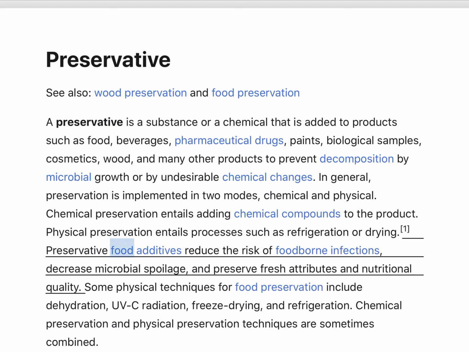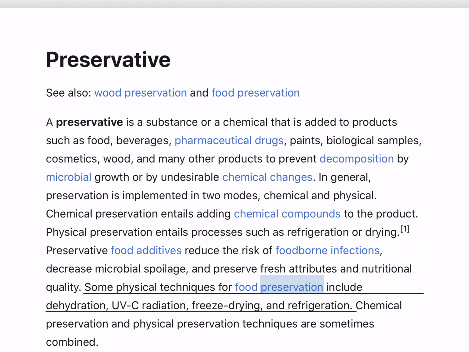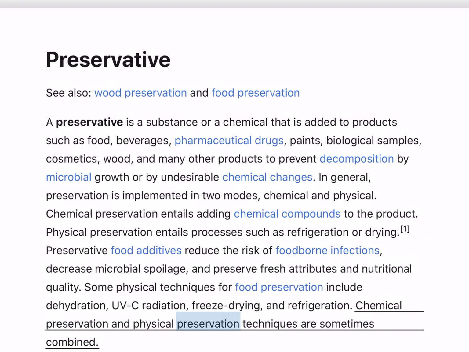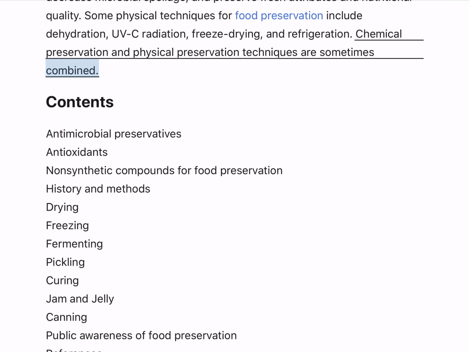Preservative food additives reduce the risk of foodborne infections, decrease microbial spoilage, and preserve fresh attributes and nutritional quality. Some physical techniques for food preservation include dehydration, UVC irradiation, freeze-drying, and refrigeration. Chemical preservation and physical preservation techniques are sometimes combined.